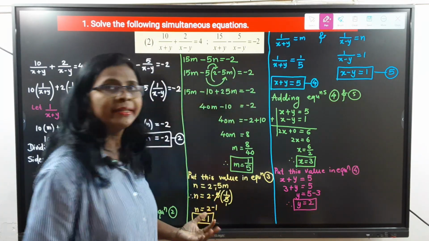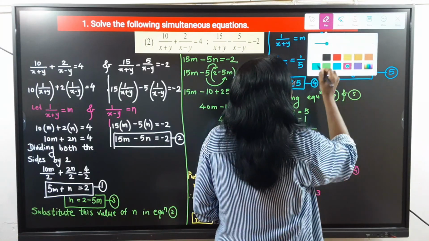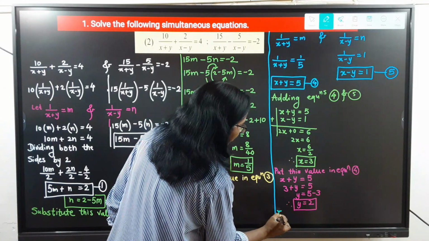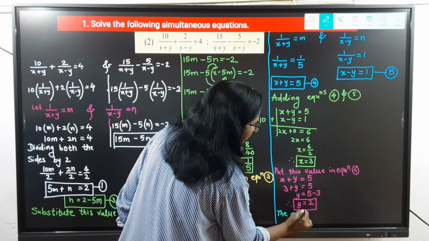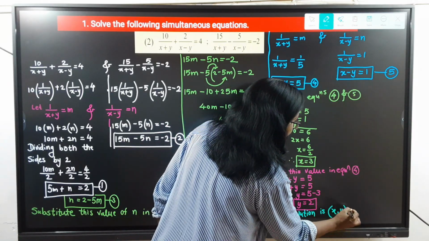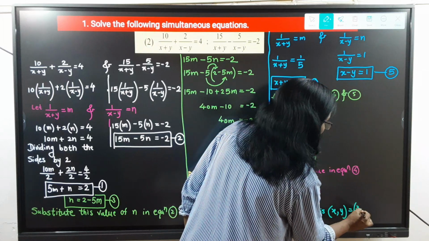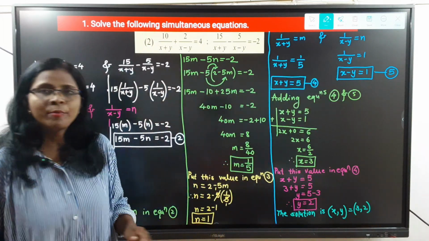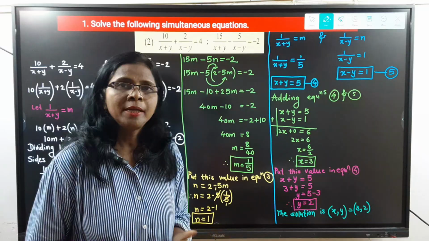So now here, students, finally we have the solution. So finally we write down the solution is xy is equal to 3, 2. The solution is xy is equal to 3, 2. x is equal to 3 and y is equal to 2.